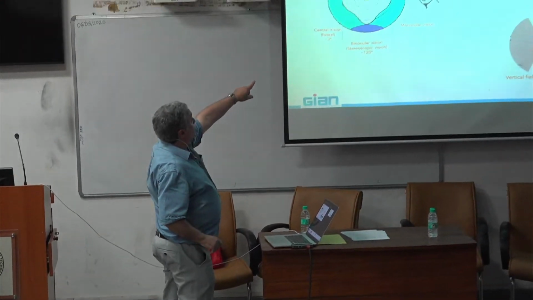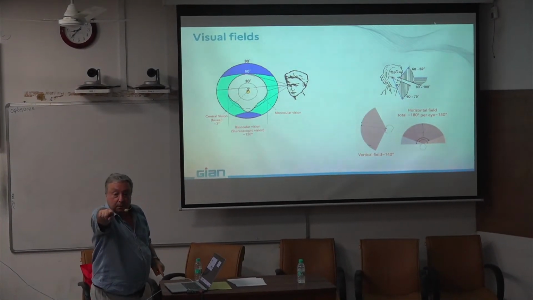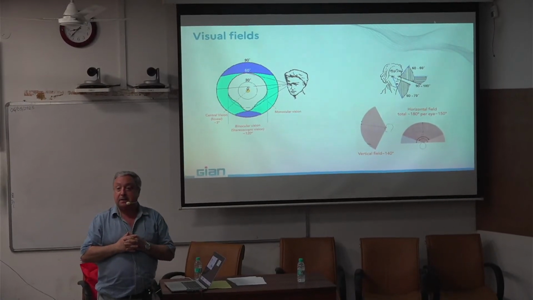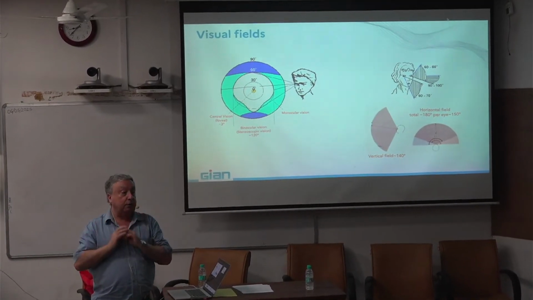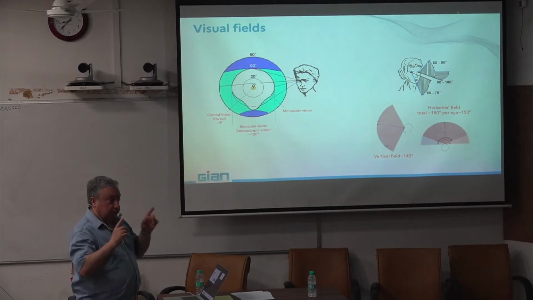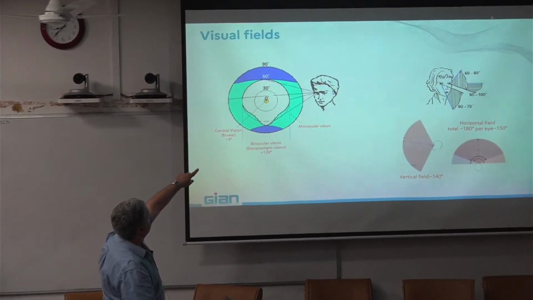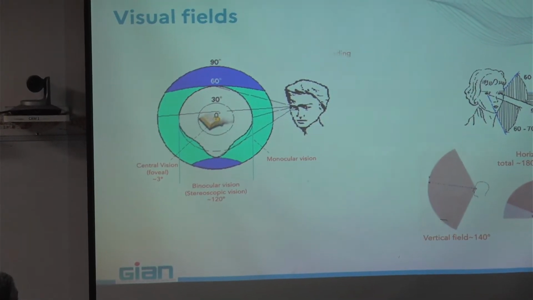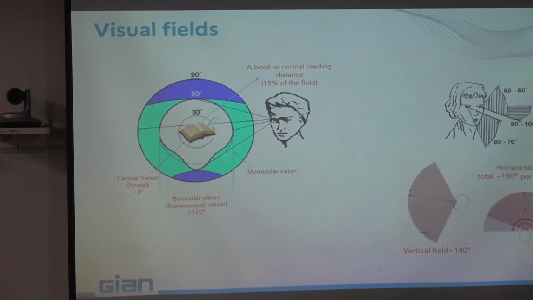Then you have what we call the central vision, which is in the same line as the gaze, the place where you have the most precise vision and where you see the most color. We will discuss that. And then you have the other circle of around 30 degrees. 30 degrees at 20 centimeters is the size of a book.